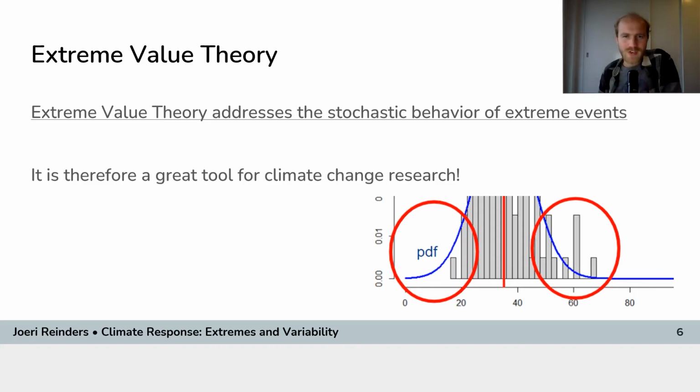Extreme value theory addresses the stochastic behavior of extreme events, so the random distribution of extreme events. That's what stochastic refers to. That is in principle very different from, for example, the normal distribution, which doesn't do that well. And that's why we really like it for climate change research, because we do a lot with extreme values, and this distribution fits better to those extreme events.